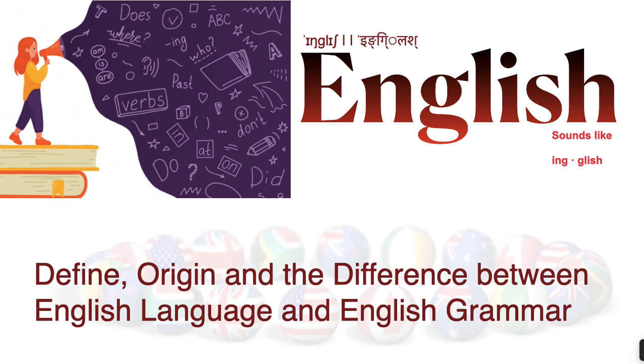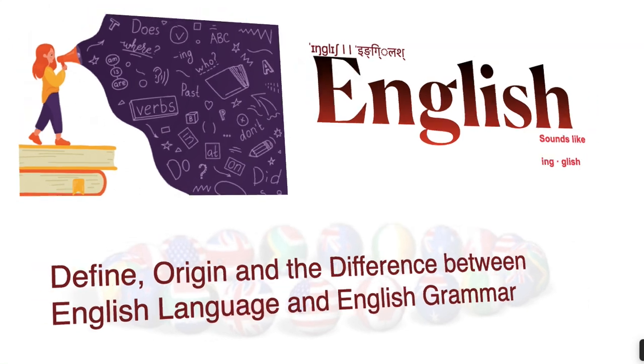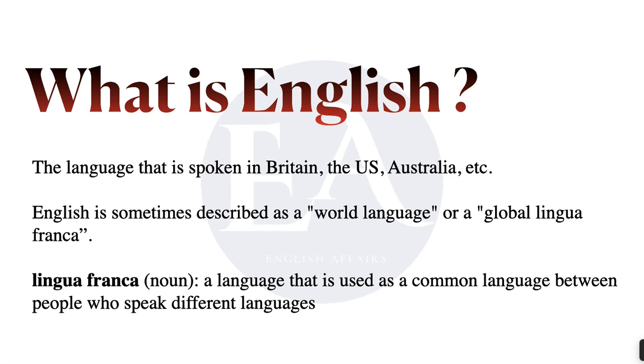English. Today we will discuss the definition, the origin and the difference between the English language and the English grammar. What is English? The English that is spoken in Britain, the US and Australia, etc. English is sometimes described as a world language or a global lingua franca. Lingua franca is a noun which means a language that is used as a common language between people who speak different languages.